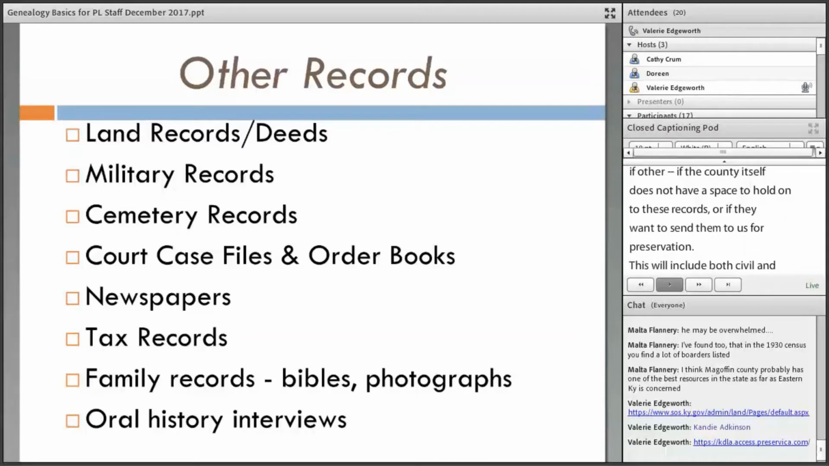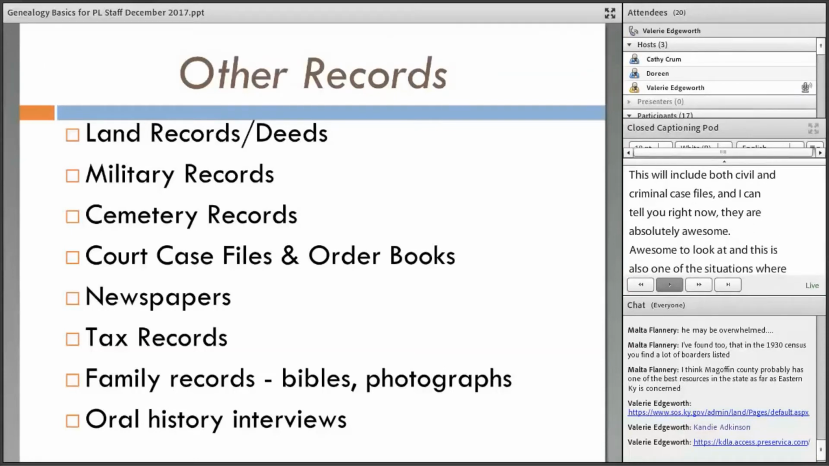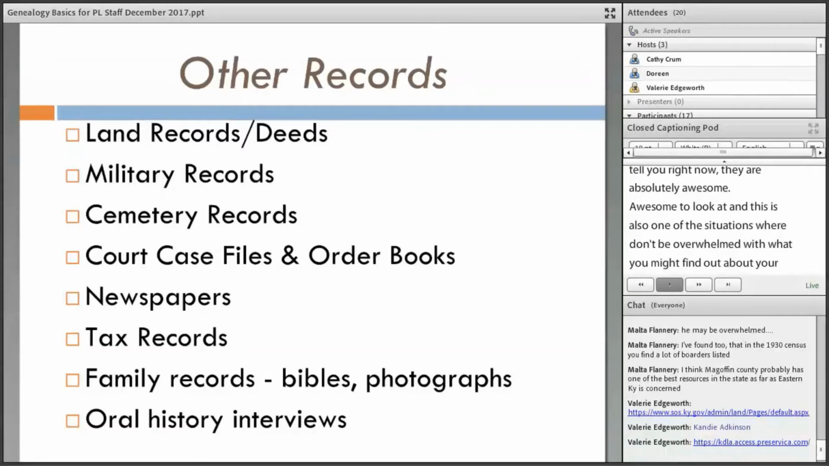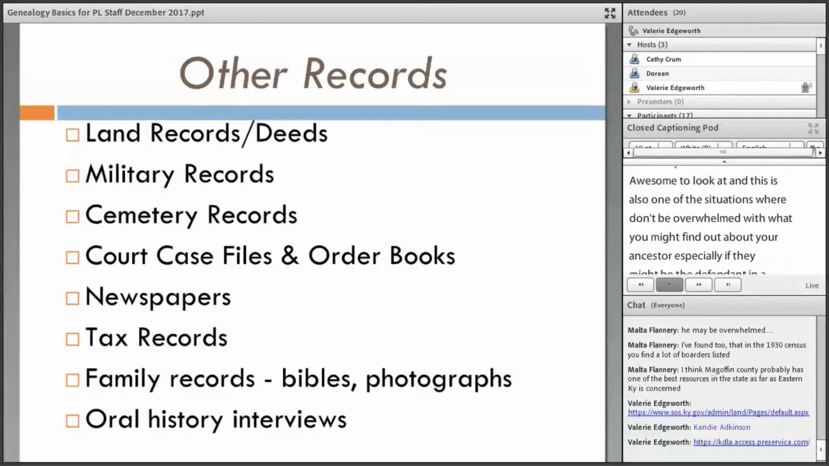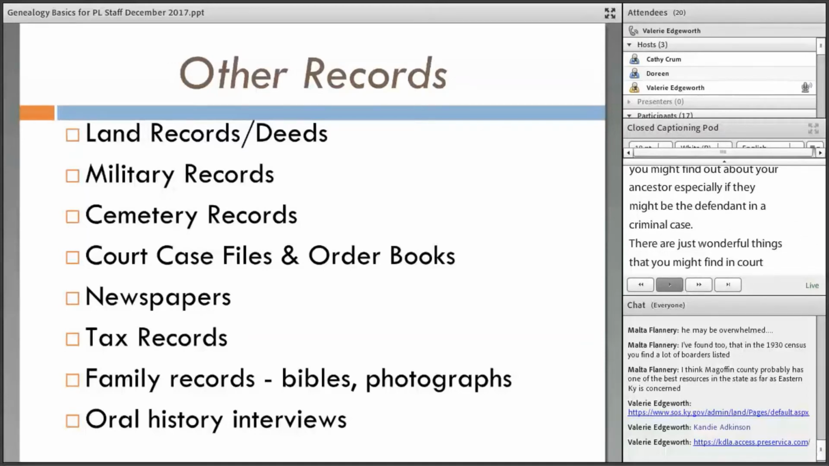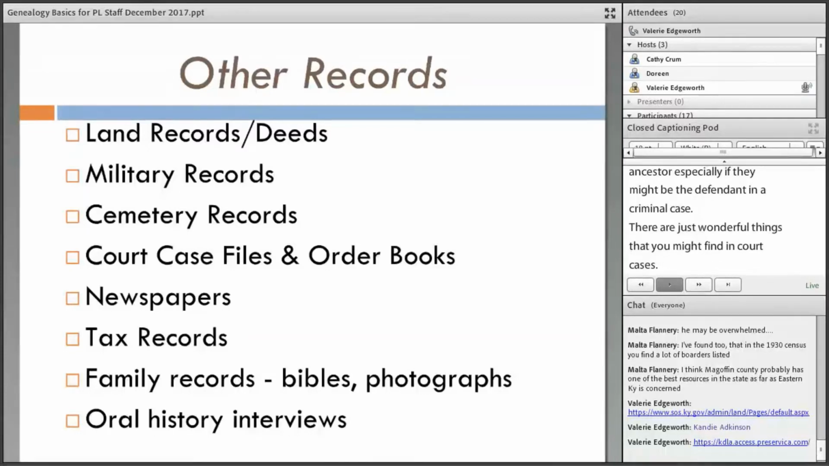I can tell you right now they are absolutely awesome to look at. This is also one of those situations where you shouldn't be overwhelmed by what you might find out about your ancestor, especially if they might be the defendant in a criminal case. There are just wonderful things that you might find in court cases. It may have a history of the person given. It may have other biographical information regarding their family, how they were raised, or tell you more about their occupation. But case files can be a wonderful resource.